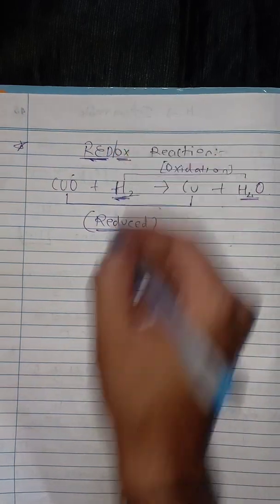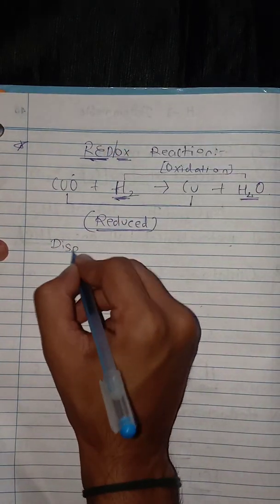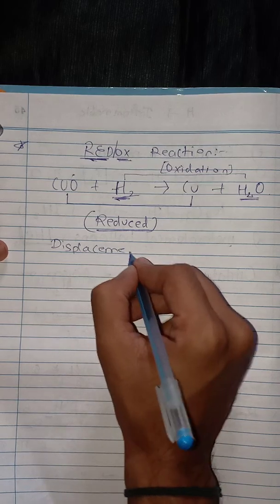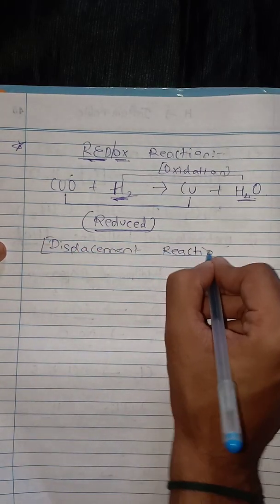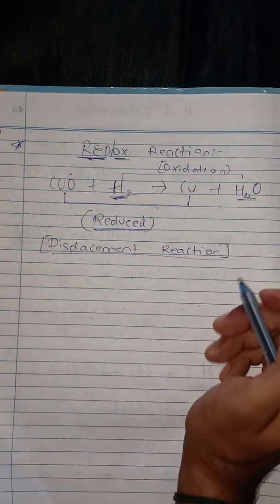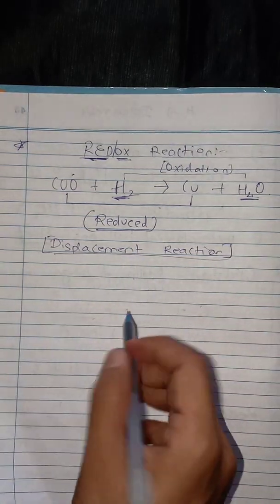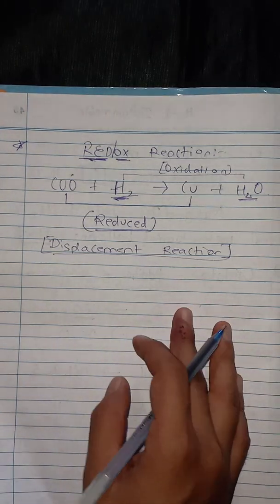This occurs simply in the displacement reactions only. Okay, in the double displacement reaction it is not possible to see this redox reaction. So one should be aware that all this oxidation and reduction would take place in the displacement reaction only.